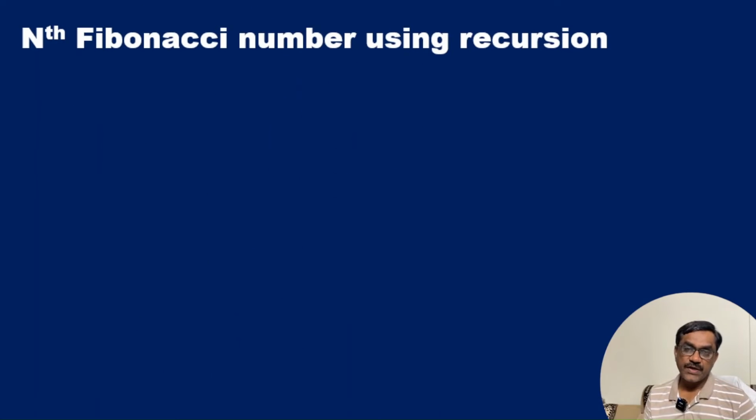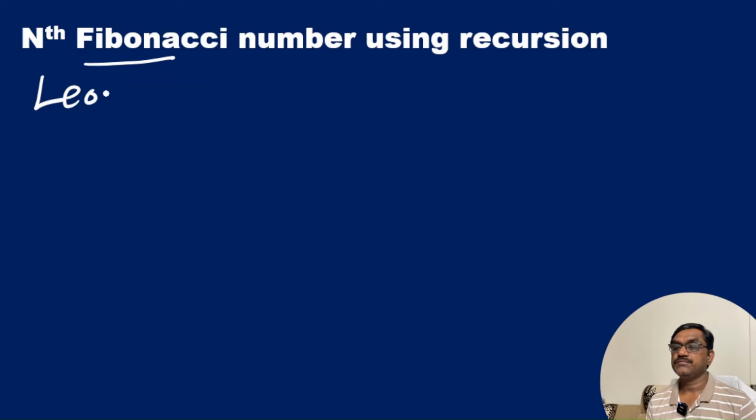Now we will see how to find the nth Fibonacci number using recursion. So let us go to that. Actually we read it as Fibonacci, but we have to read it as Fibonacci. That is the correct pronunciation. This sequence was developed by an Italian mathematician. The name of the scientist is Leonardo. Full name, I am writing, Leonardo Fibonacci.